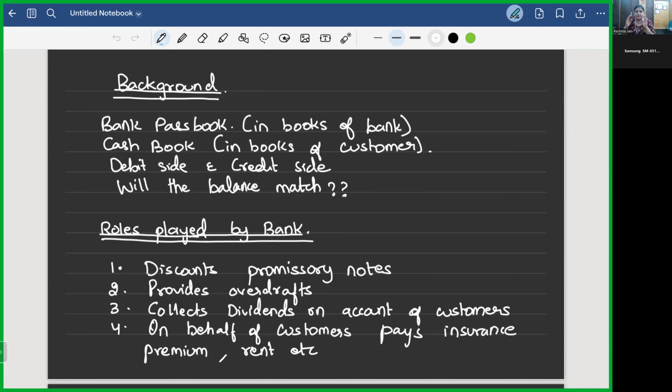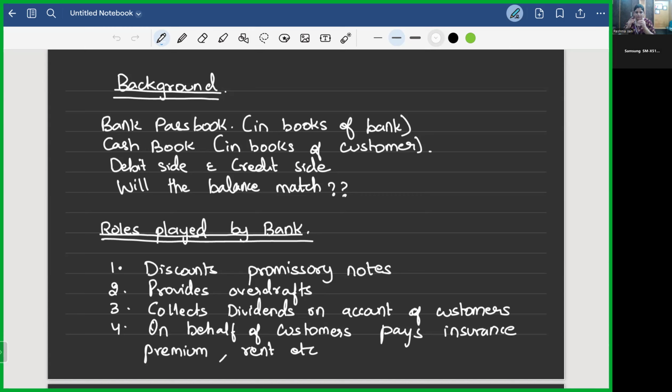Now, the debit side of the cash book means receipt. The credit side of the cash book means payment. In the same way, the debit side of the passbook means payment, and the credit side of the passbook means receipt, because for the bank it will be payment and receipt. So they are maintaining it that way. Now, why does the balance not match?